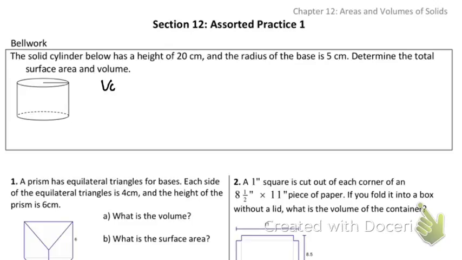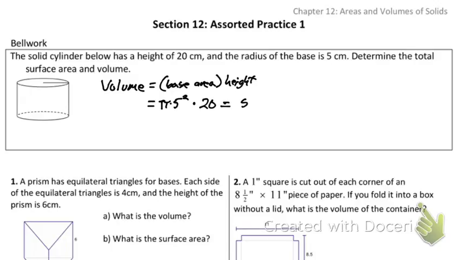So we have the big volume, and volume is basically our base area times our height. Grace. So to find the base area, you do pi r squared, which is pi times 5 squared, so 25 pi times 20, which is the height, and then you get 500 pi centimeters cubed.